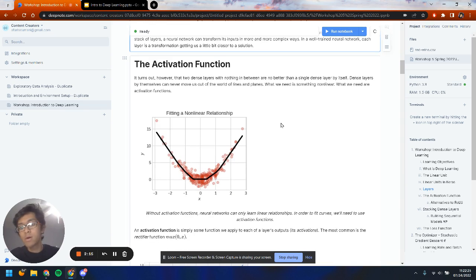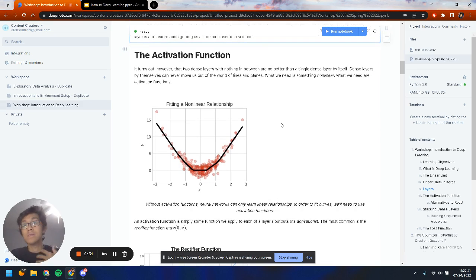Next, we'll be moving on to the activation function. It turns out, when we have two dense layers with nothing in between, it's really no better than having a single dense layer by itself. Dense layers by themselves don't produce very valuable information. So we need something that is non-linear.